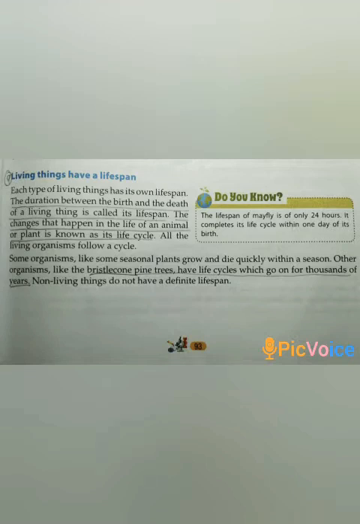All the living organisms follow a cycle. Some organisms, like some seasonal plants, grow and die quickly within a season. Other organisms, like the bristlecone pine trees, have life cycles which go on for thousands of years. Non-living things do not have a definite lifespan.